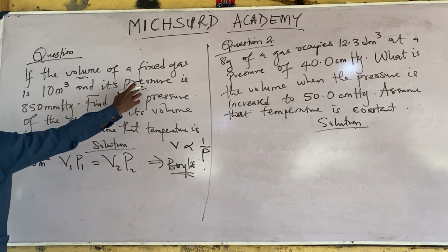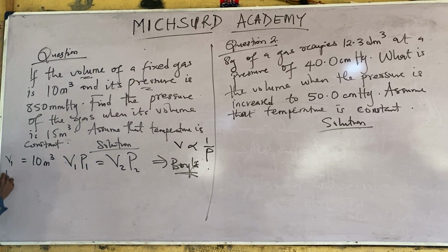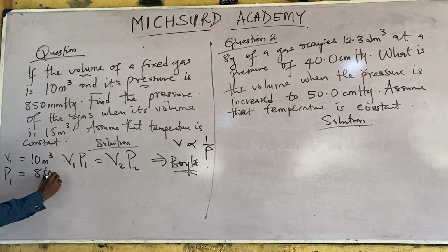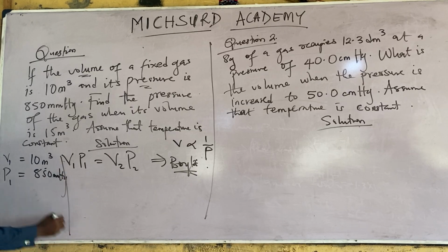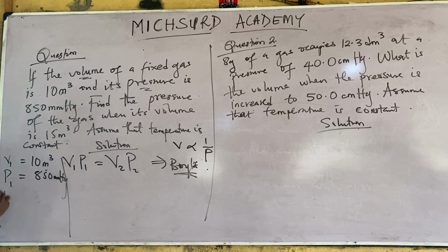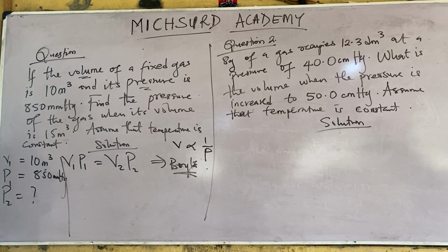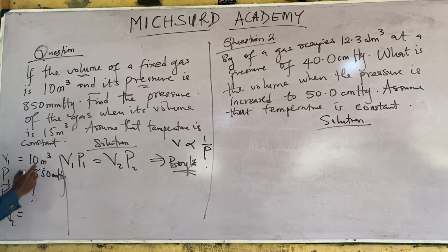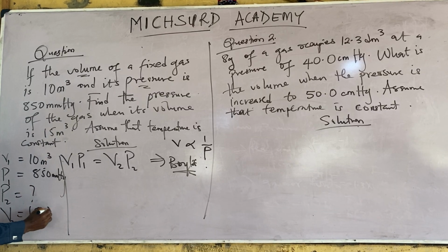And we have the pressure, which is P1, and it is given as 850 millimeter mercury. We also have to find the pressure, so we are looking for the pressure P2. We don't know the pressure. And we are also given the final volume, which is 15 meter cube.